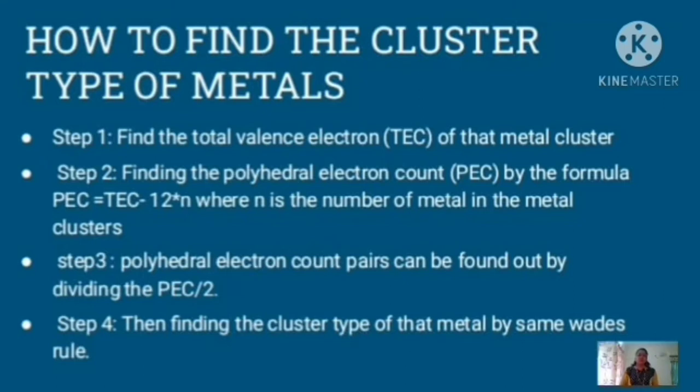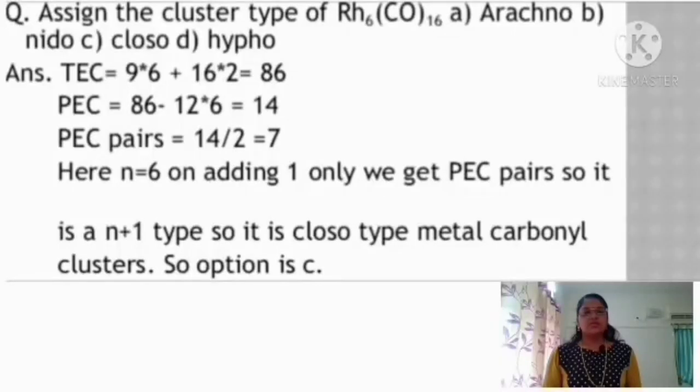After finding the polyhedral electron count pairs, we follow the same conditions as Wade's rule. If n is the number of metal atoms in the cluster and the polyhedral electron count pair obtained is in the form of n plus 1, it will be a closo type metallic cluster. If it is n plus 2, it will be nido; if n plus 3, arachno; if n plus 4, hypho; and if n plus 5, it is a klado type metallic cluster. So let us do some examples.